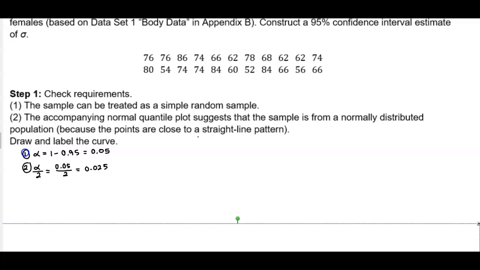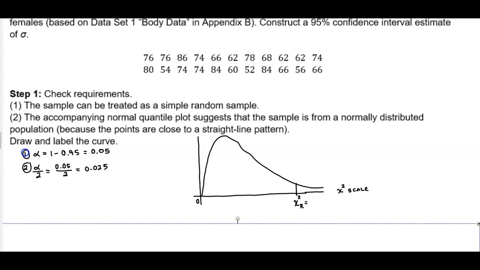Keep in mind here that since we're dealing with the chi-square distribution, we know that we're going to start here at 0, and it is a right-skewed distribution. So this is the chi-square scale, which means that we're going to have a chi-square critical value here on the right, and then we also have a chi-square critical value on the left.